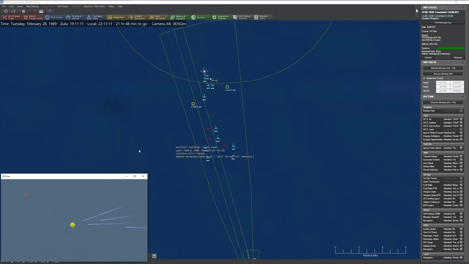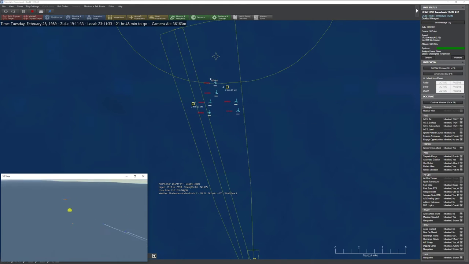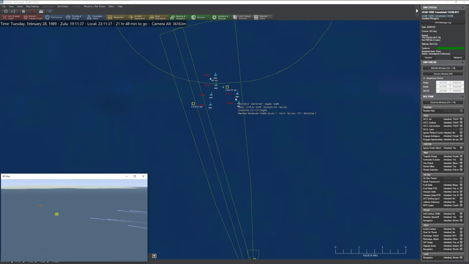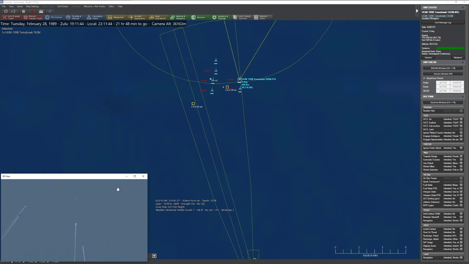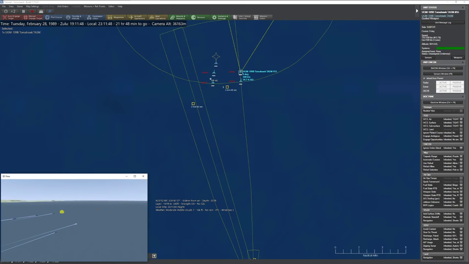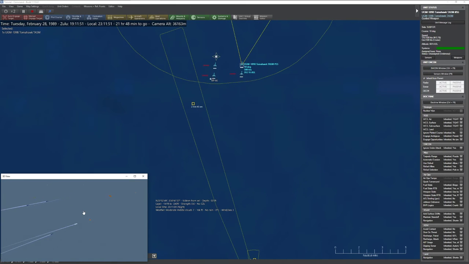Oh, he knows somebody doesn't like him. Oh, they're turning. They're going to somebody else now. This is fun to watch. Oh, got another one. Looks like the ones off to the right are going after somebody. Actually, we're doing a pretty good job. I'm not complaining. This is way more effective than I had expected, to be honest. And that is why you're not allowed to carry anti-ship missiles inside submarines anymore.